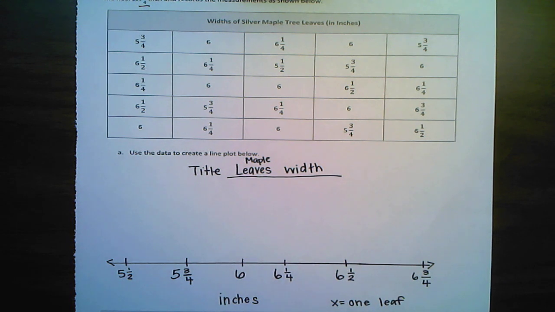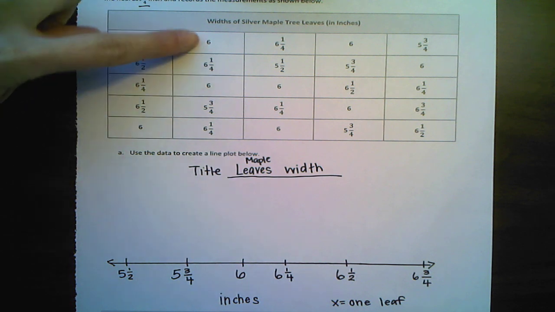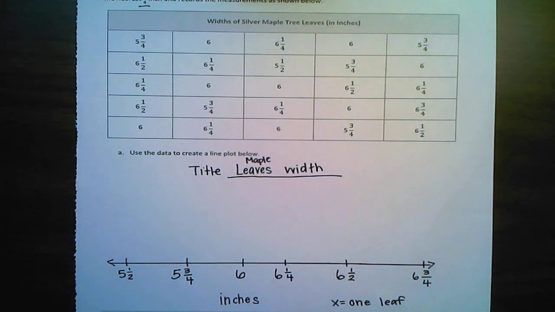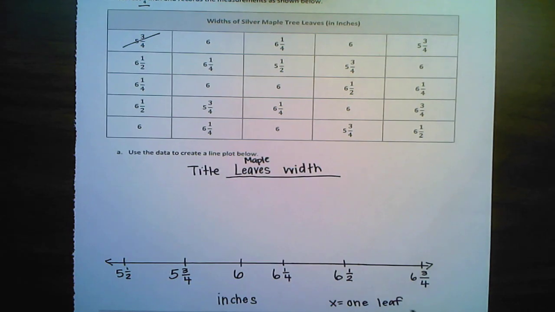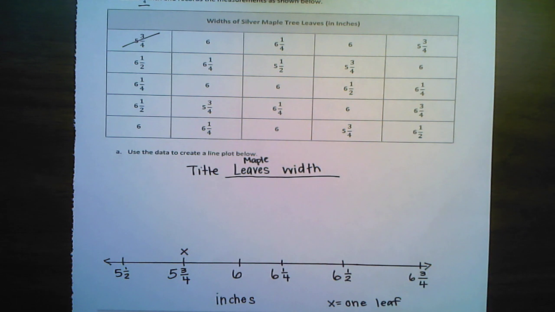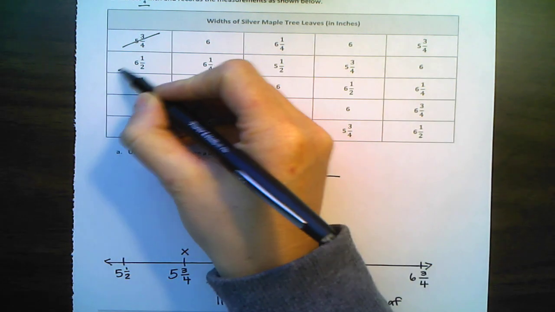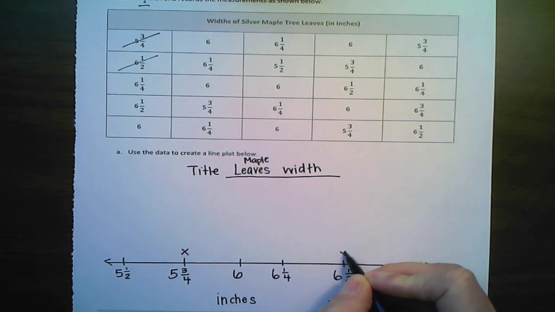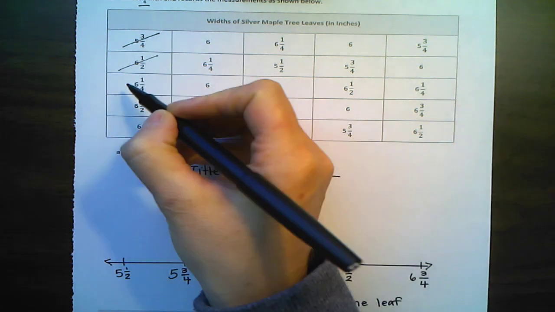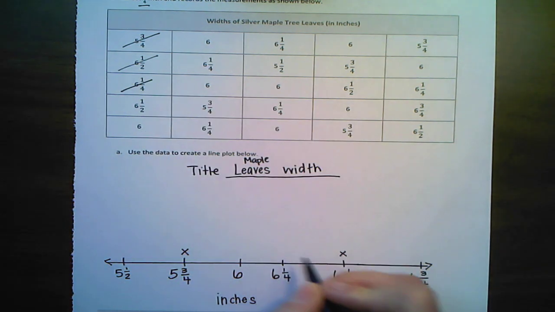So now that we've done that, we're going to place an X to represent each of these leaves on our line plot. Let's get started. We're going to start with 5 3/4. There we go. Remember how we like to cross them out as we go so that we don't forget what we've done already. 6 1/2. 6 1/4.